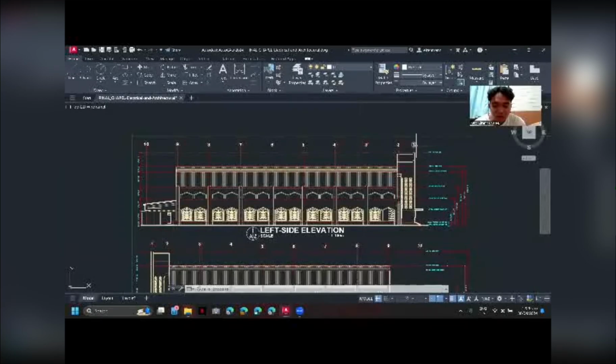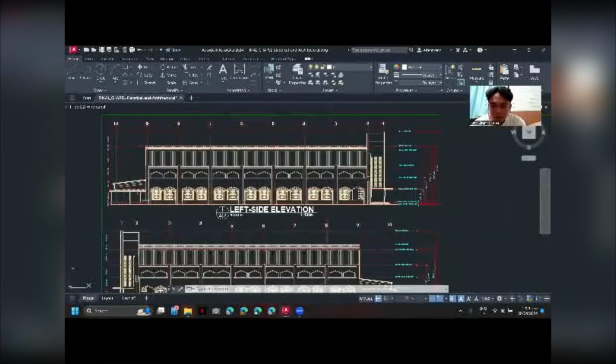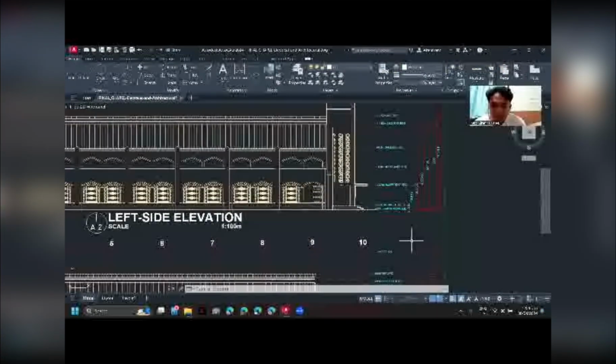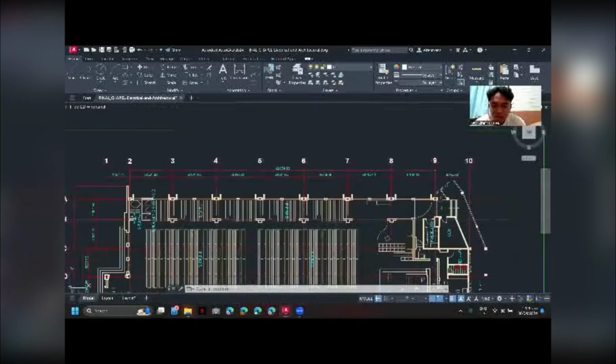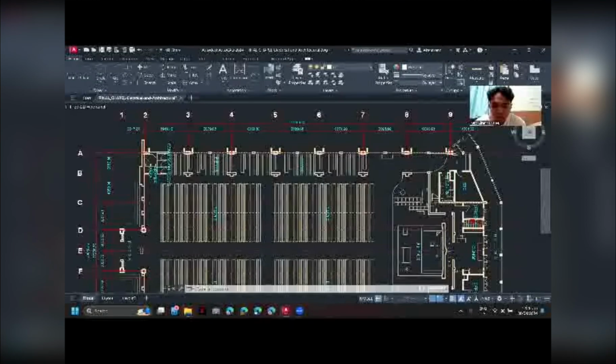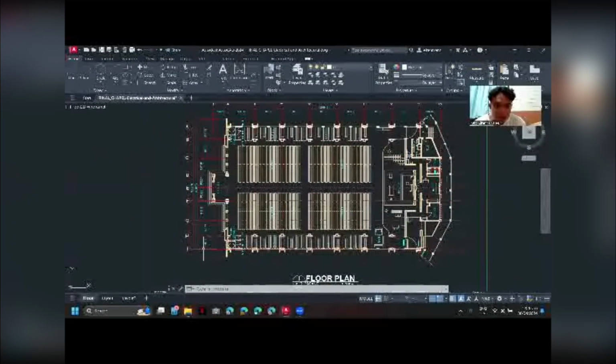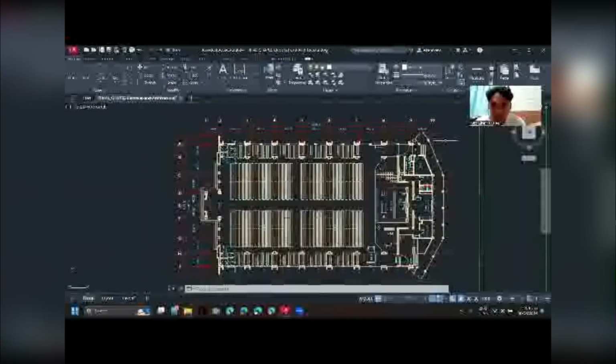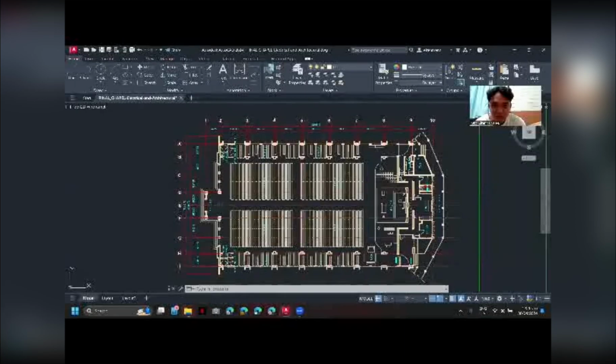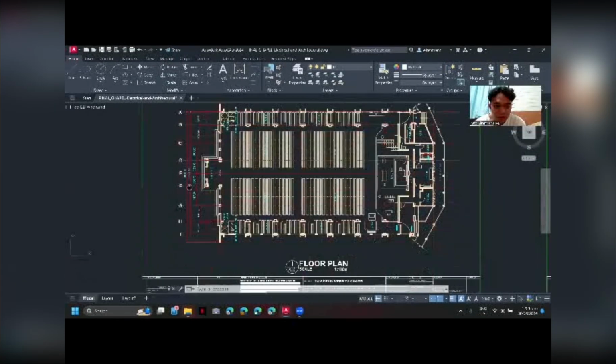And now it is a different sectioning. We have only one since it is a different view, and the same elevations as you can see. And here we have the floor plan. You can see all of the different sections right here, and also the different measurements and dimensions.